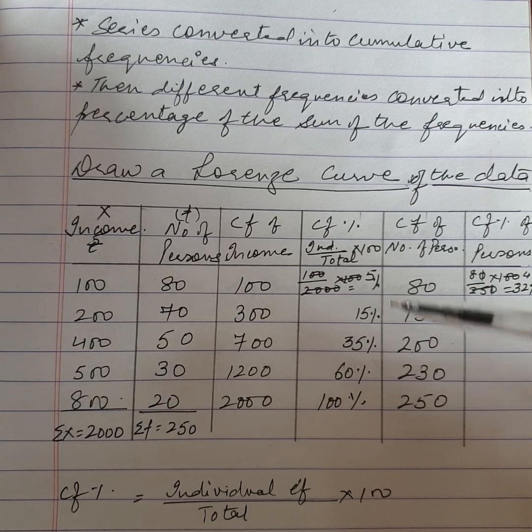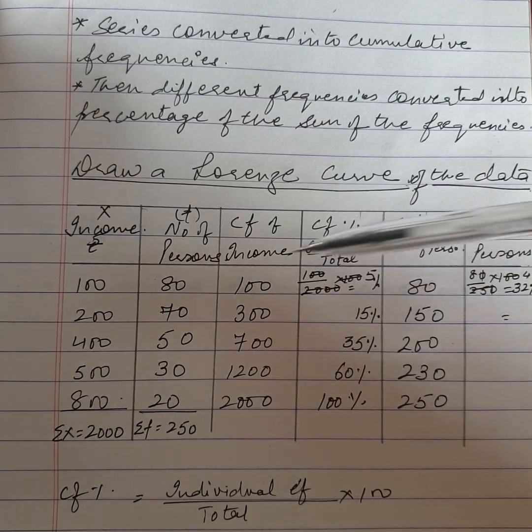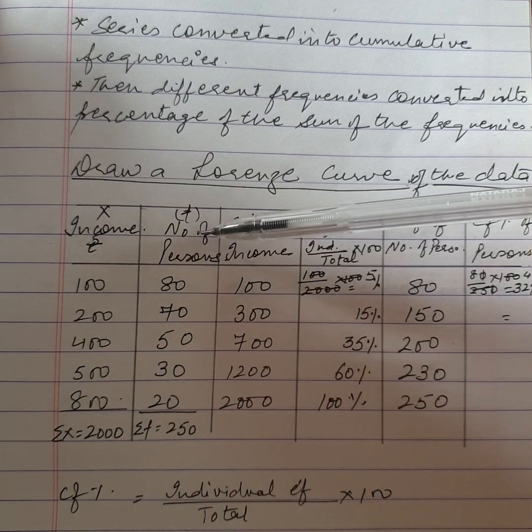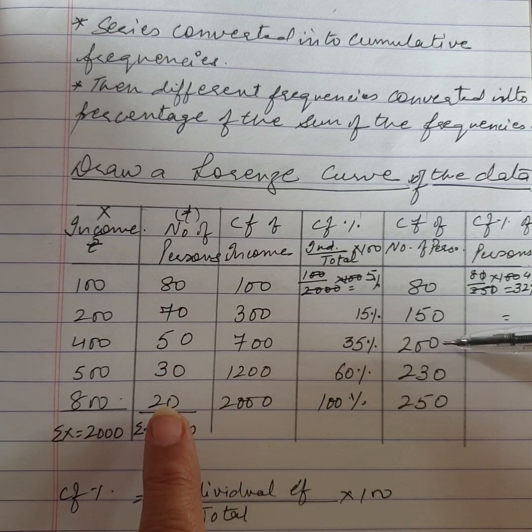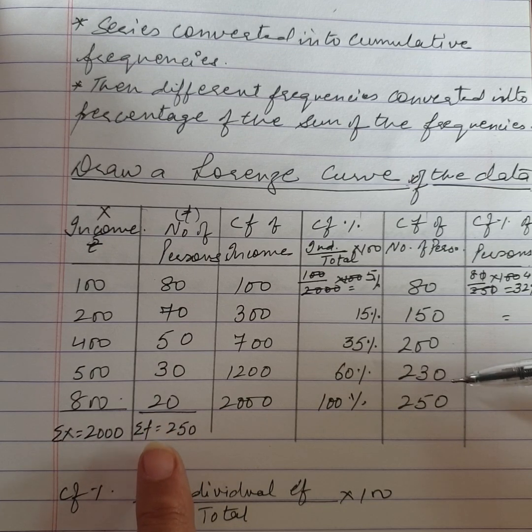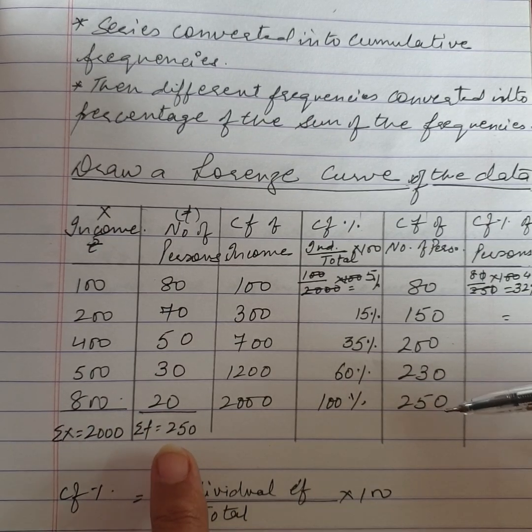Same way, we will follow the same procedure for the number of persons. Number of persons are converted into CF: 80, 80 plus 70 is 150, 150 plus 50 is 200, 200 plus 30 is 230, and 230 plus 20 is 250. So this sum total should be the same. If it is not the same, your CF is not correct.